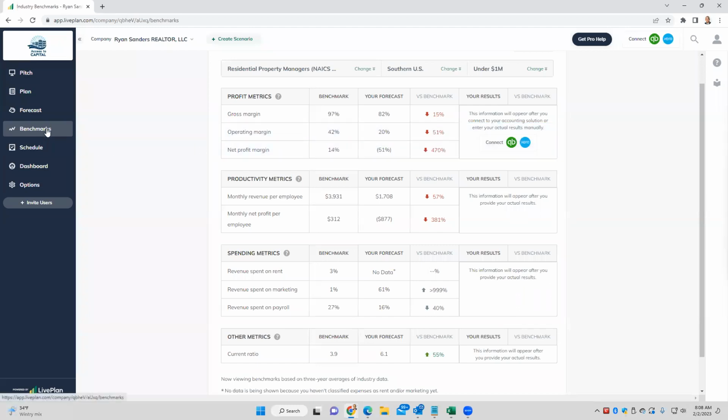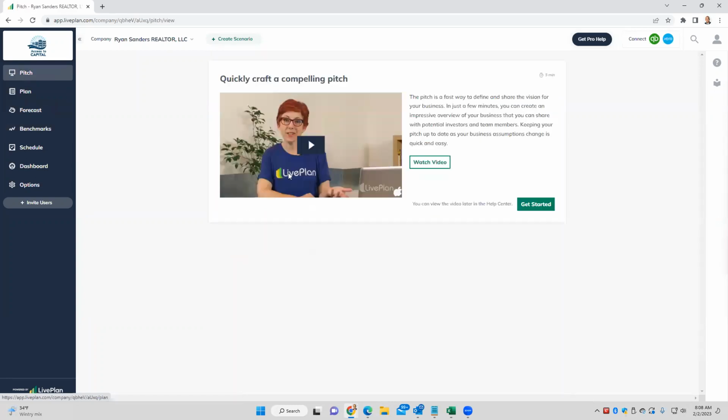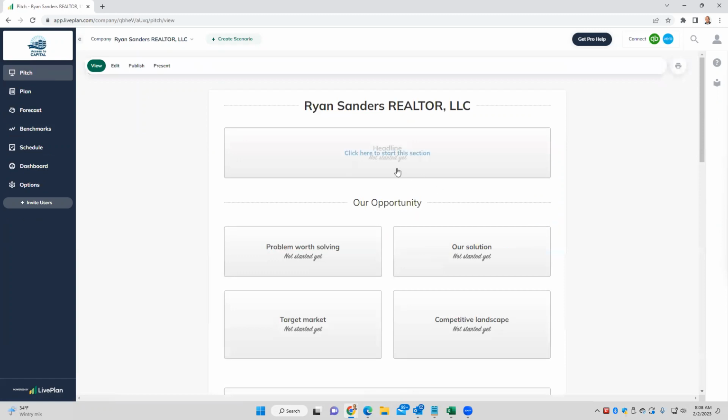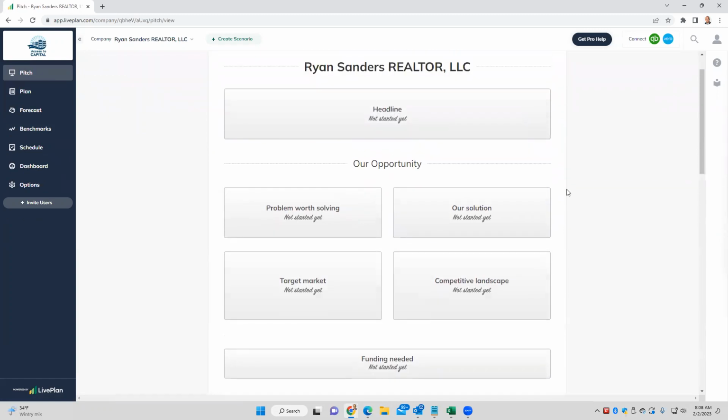So this is just one of the pages that I thought you might find interesting. The pitch, in this case, Ryan's not done the pitch, but we can skip past the introductory video if we want. And so we could actually go in and build a pitch. A pitch is really well suited for equity-based capital raises. So when we're going after investors.